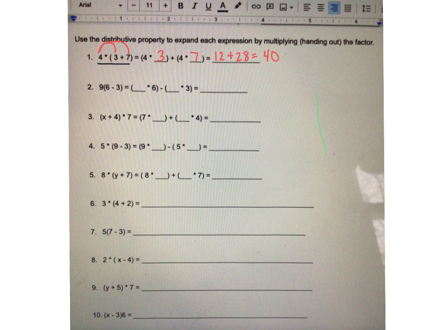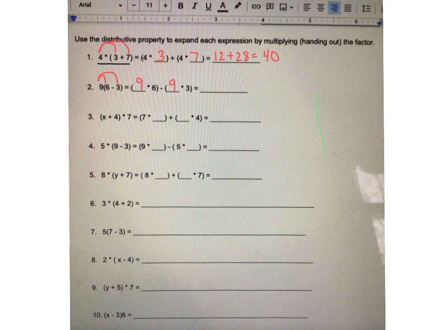Let's look at the next one. I can take the 9 and hand it out to the 6. And I can take the 9 and hand it out to the 3. You're going, well, Mrs. Myers, I knew that 3 taken away from 6, so 6 minus 3 is 3. And 3 times 9, because this is multiplication, it's right next to my parentheses. So 3 times 9, I know that's 27. You're right, it is.